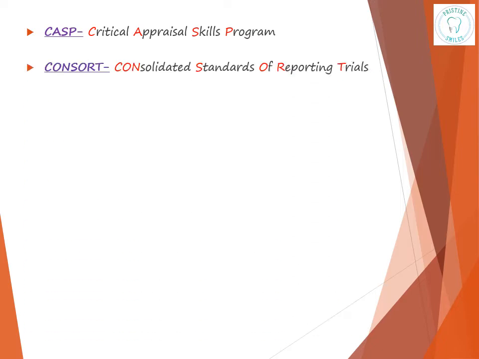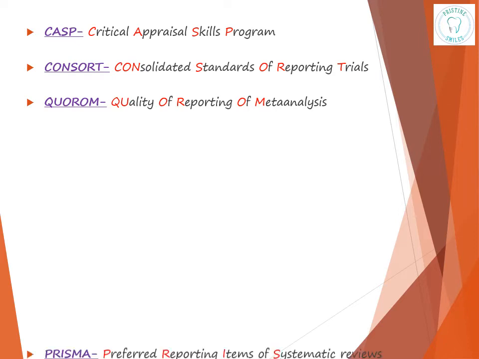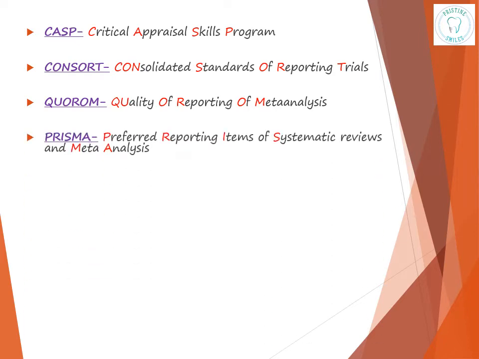Then we have CONSORT or Consolidated Standards of Reporting Trials. This assesses the quality of randomized controlled trials. In randomized controlled trials, two or more treatment or diagnosis methods are compared. This is a 25-item checklist. We next have QUOROM or Quality of Reporting of Meta-Analysis. Now this was updated in 2005 to address several conceptual, methodological and practical advances and was renamed PRISMA, that is Preferred Reporting Items of Systematic Reviews and Meta-Analysis. This is a 27-item checklist.